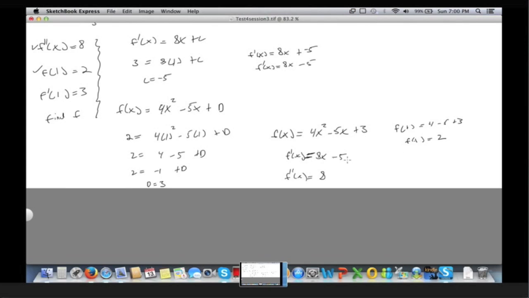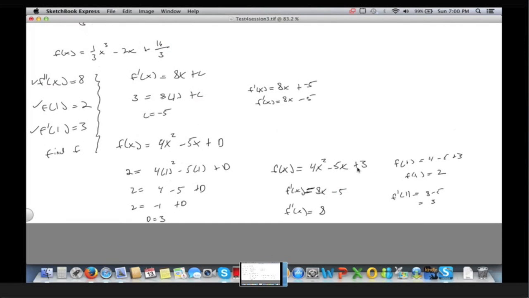Good? Now we can do the same thing for f prime. So f prime of 1 equals 8 times 1 minus 5. So that 8 minus 5 is 3. So that's true. Okay, good. So that might be a good method on the test if you have time. You can certainly check your answers on these. We can always tell whether we got these correct.